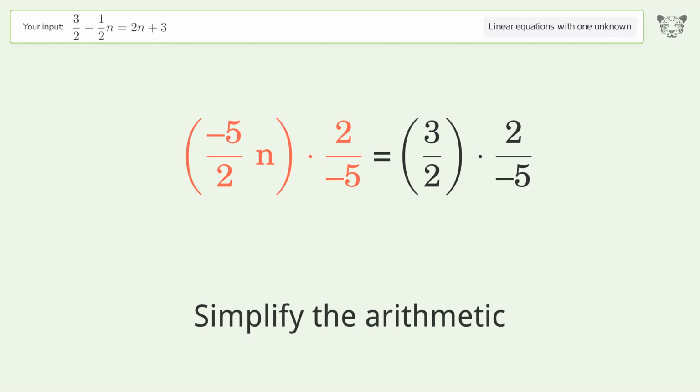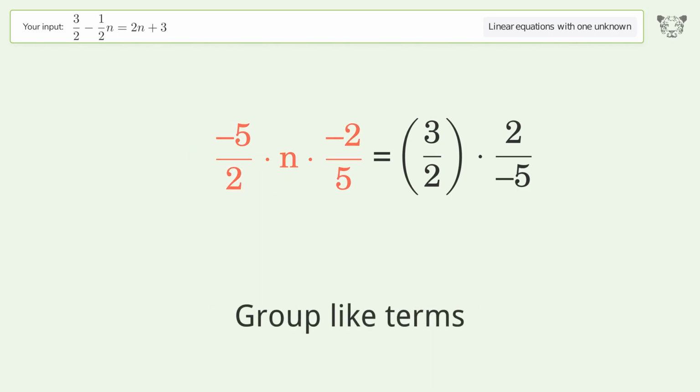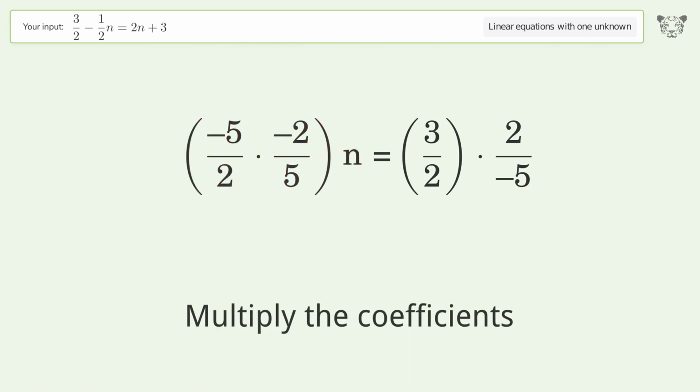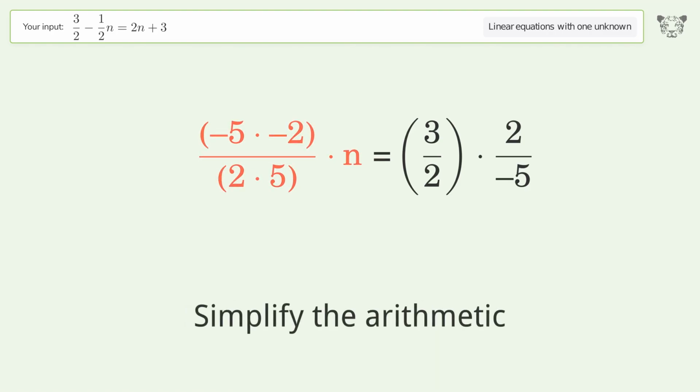Simplify the arithmetic. Group like terms. Multiply the coefficients. Simplify the arithmetic.